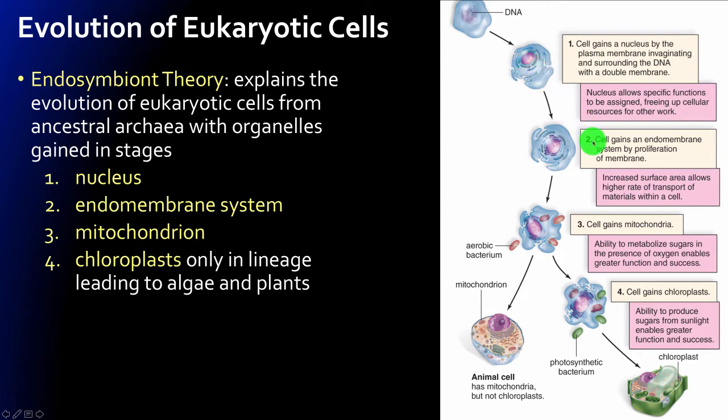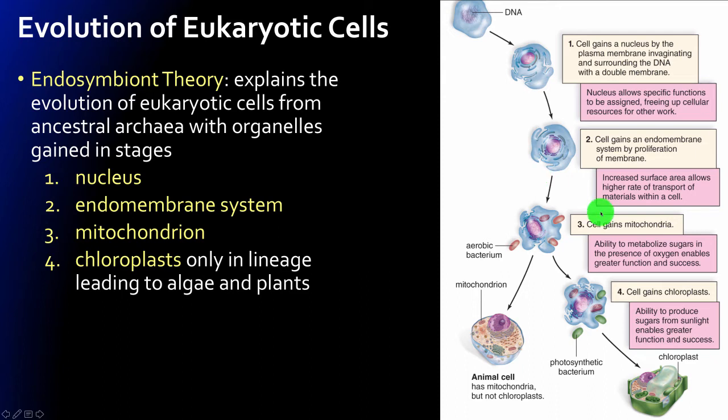Now, it suggests here for number 2 that this cell would gain what we call an endomembrane system. And that's just adding more membranes and membranous folds which are connected to the outside of the nucleus. And we can see some of those around the outside of the nucleus. These are going to be organelles like the endoplasmic reticulum and Golgi apparatus that we'll talk about later.